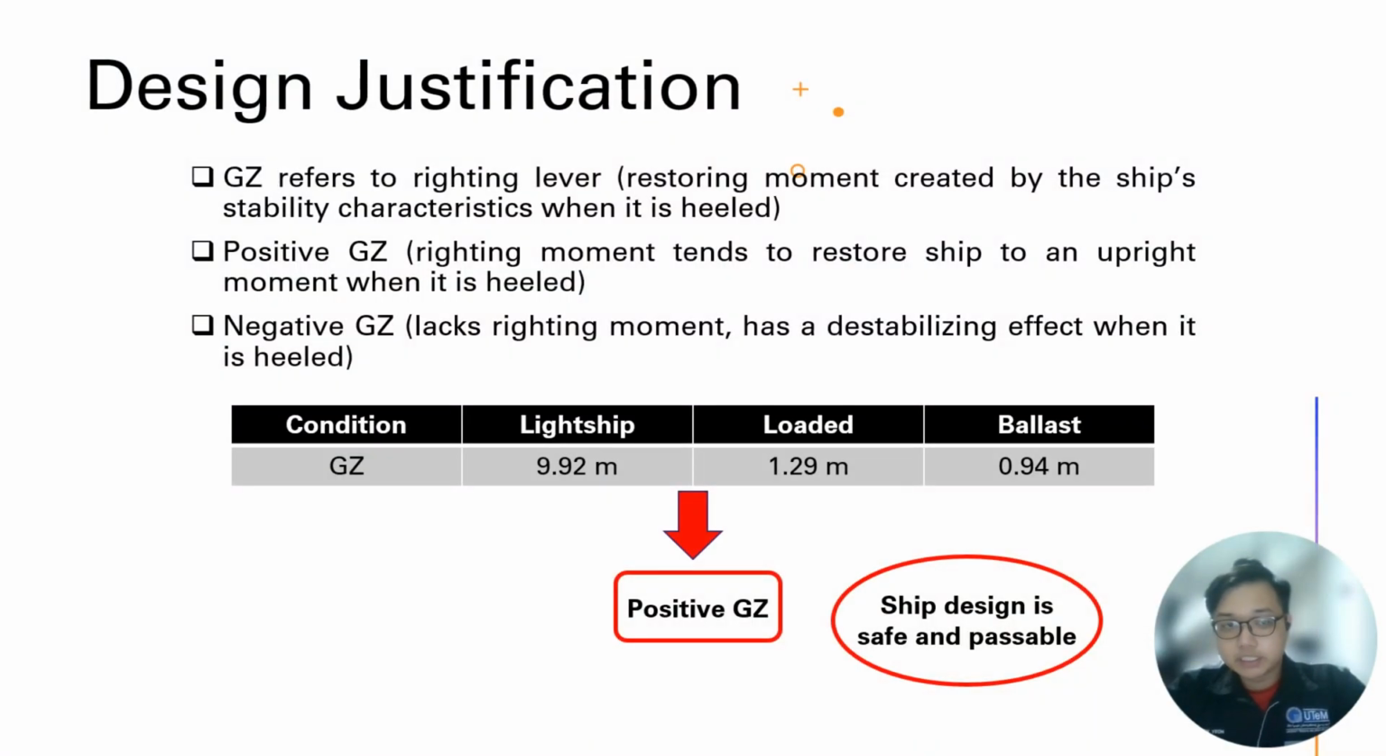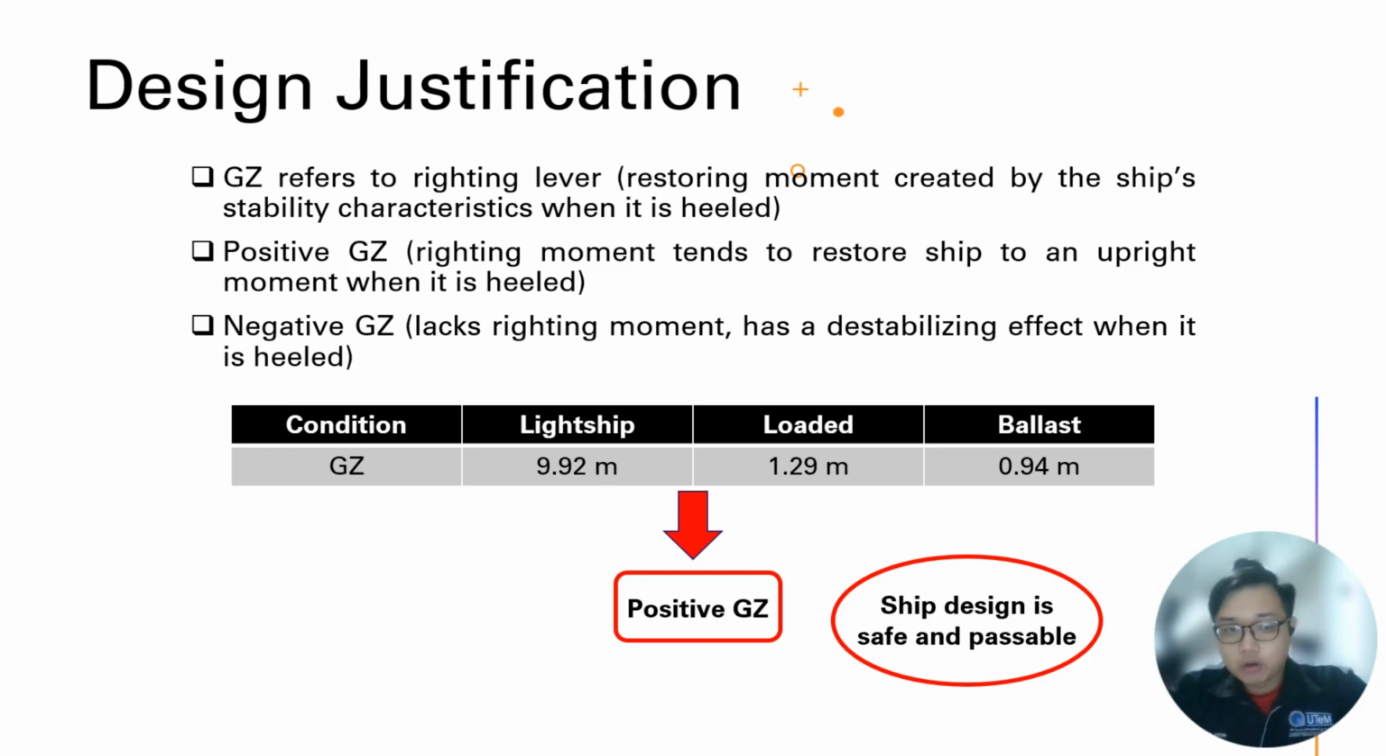Next is the design justification of the ship. The GZ value refers to the righting lever, which is a restoring moment created by the ship's stability characteristic when it is heeled. A positive GZ value shows that the ship has a righting moment that tends to restore the ship to an upright position when it is heeled, while a negative GZ shows that the ship lacks righting moment. It has a destabilizing effect when it is heeled and causes the ship to capsize.